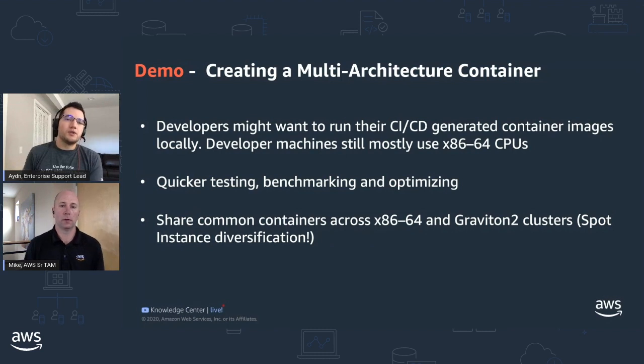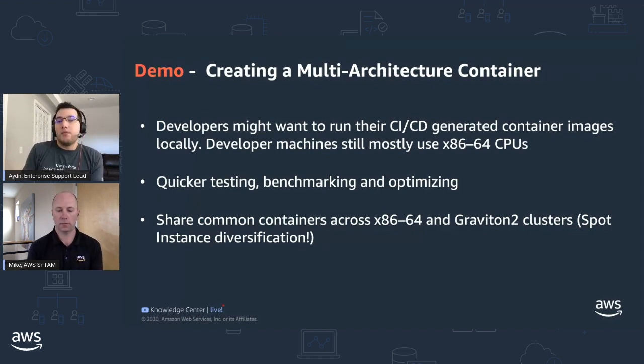Most developers still do some amount of local development, right? And most dev machines are still using x86-64 CPUs, and you still want to be able to interact with your ARM software and develop locally sometimes. So you get quicker testing if you're able to interact with both architectures. You can easily do benchmarking and comparisons between them, and you can easily optimize.